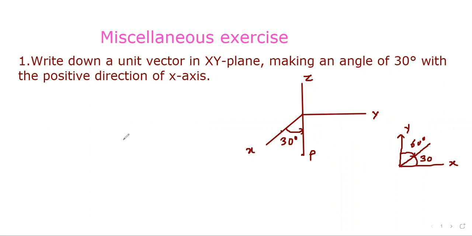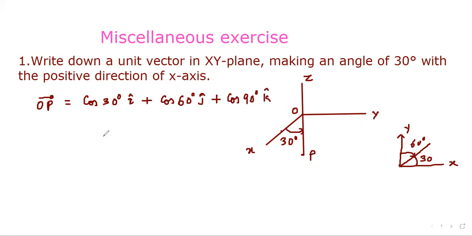So we can write vector OP as cos 30 degree i cap plus cos 60 degree j cap plus cos 90 degree k cap. Here, in terms of direction cosine, these values are written.